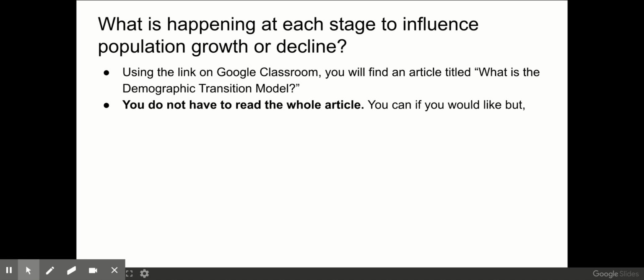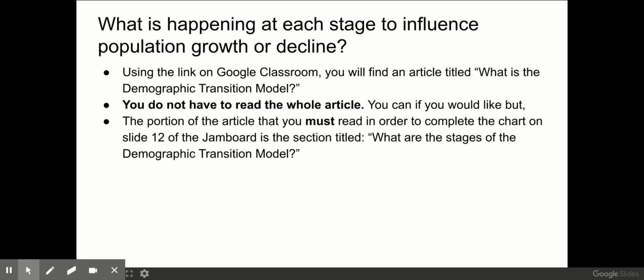You do not have to read the whole article. You can if you would like to, but the portion of the article that you must read in order to complete the chart on slide, I think I have that incorrect. Yes, it's slide 11. I'm sorry, it's slide 11 on the Jamboard in the section titled, "What are the stages of the demographic transition model?" So again, folks, that's Jamboard slide 11.